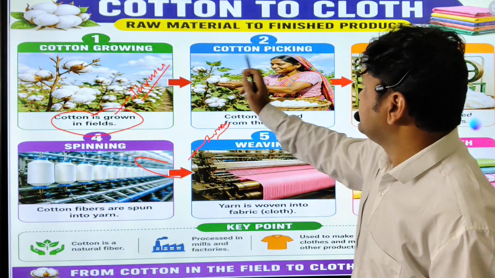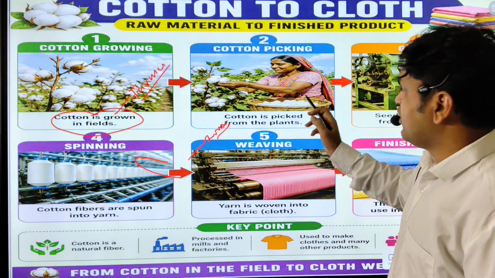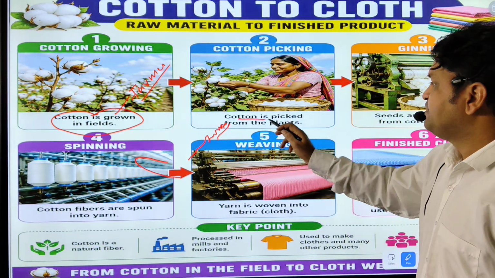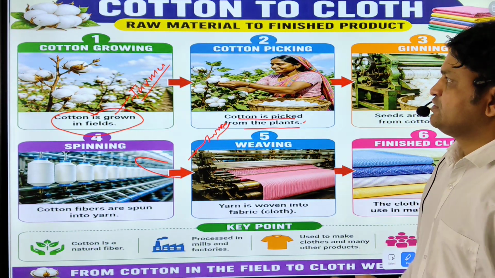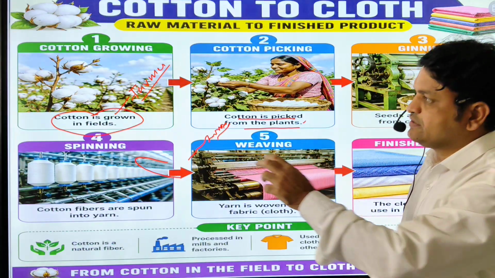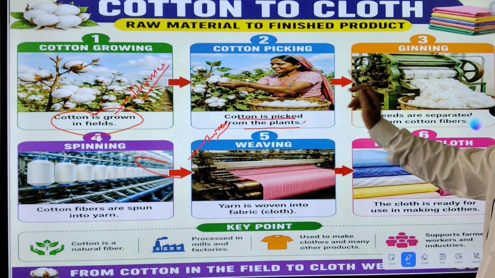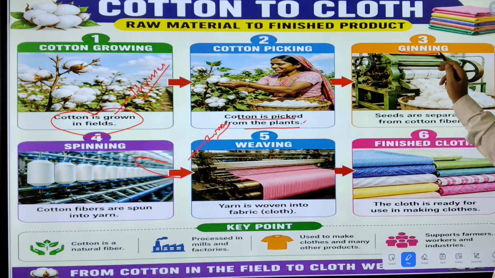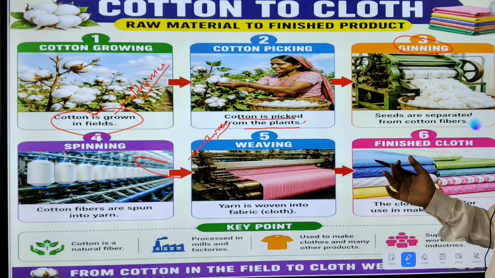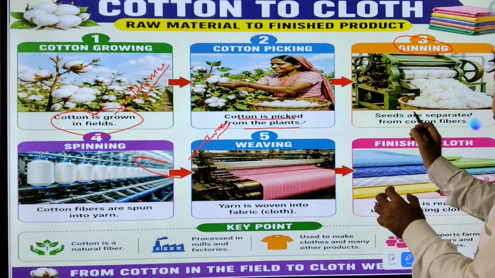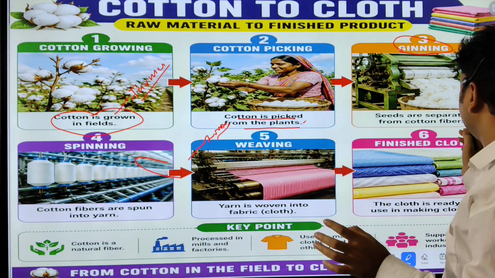After harvesting, see, this is the cotton picking. It is the farmer, a lady farmer. Cotton is picked from the plants. So it's called picking. This is growing, and this is called picking from cotton bolls. Then after this, there is a process called ginning. What is that? Ginning is the third process, where the seeds are separated from the cotton fibers.